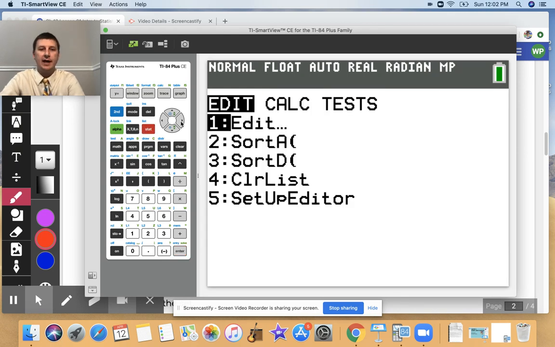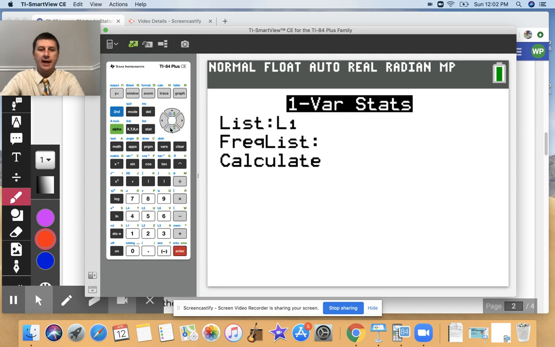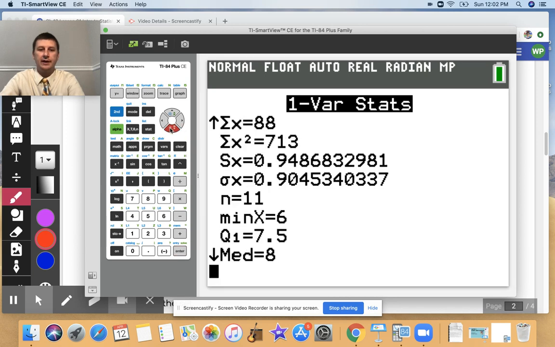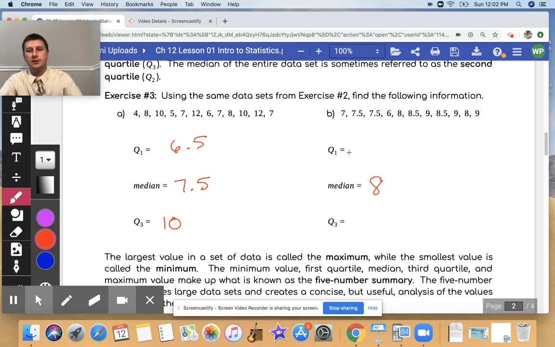We'll go back to Stat, over to Calculate, and we're going to click on Enter for one variable stats. Let's go down to Calculate over here. And when we click on Enter, we're going to scroll on down to look at our quartile values. So first quartile is 7.5, and our third quartile is 9.